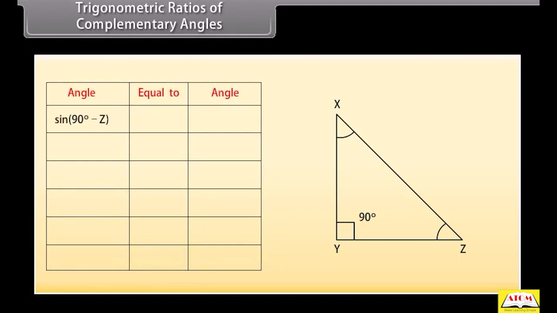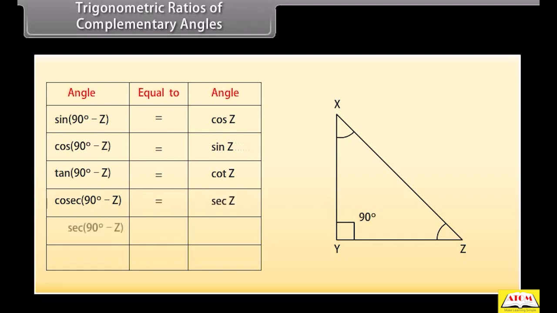Sine 90 degree minus Z is equal to cos Z. Cos 90 degree minus Z is equal to sine Z. Tan 90 degree minus Z is equal to cot Z. Cosec 90 degree minus Z is equal to sec Z. Sec 90 degree minus Z is equal to cosec Z. Cot 90 degree minus Z is equal to tan Z.